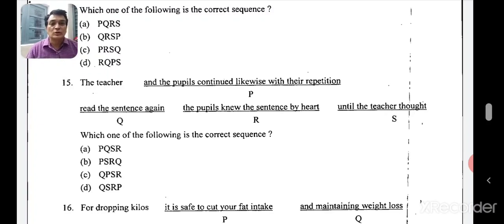So I think that's wrong. So the teacher read the sentence again and the pupils continued likewise with the repetition until the teacher thought the pupils knew the sentence by heart. So the answer will be QPSR. So answer is C here. So you have to think, trial and error, and then you'll be able to find the right answer. Read again and again, and then you have to make a meaningful sentence.